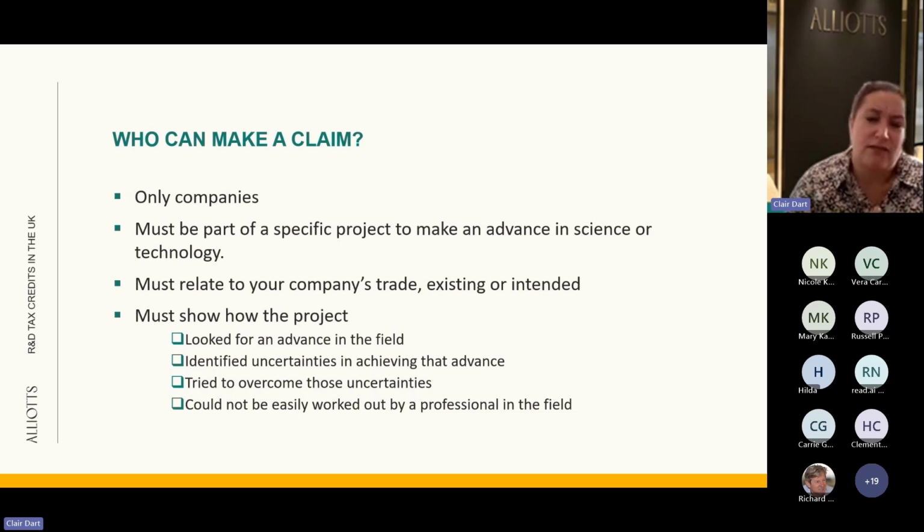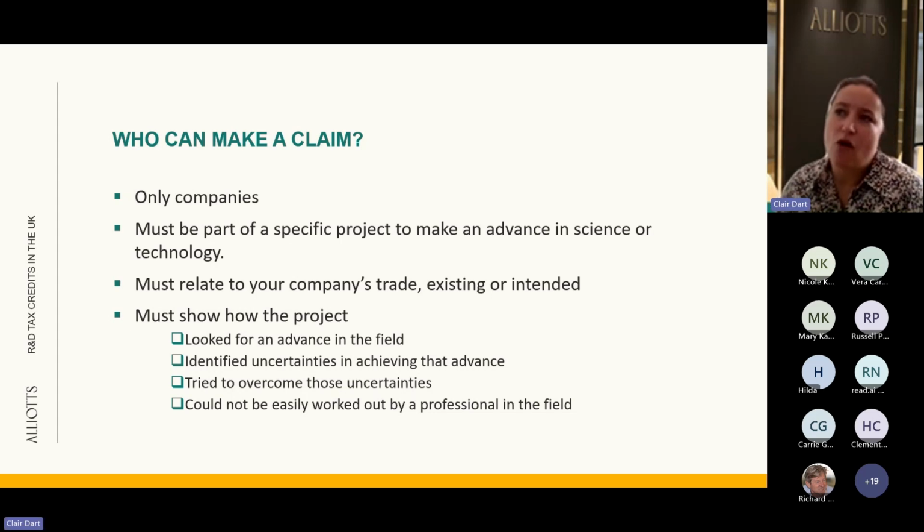The activity also has to relate to the company's trade. With a lot of these companies, like I said, they'll be racking up these costs at the start. They'll do all the development before they even start to trade. So it might not be a trade that already exists. It could be an intended trade of that company as part of their overall business plan.